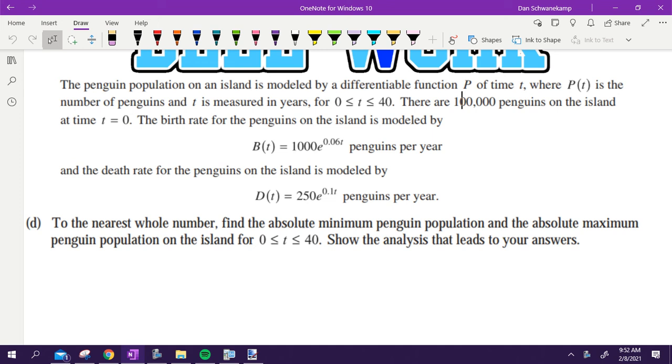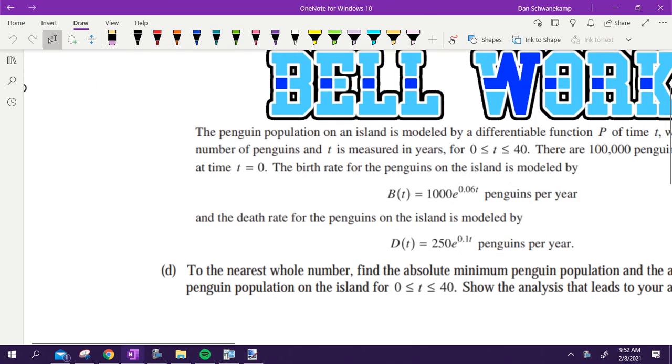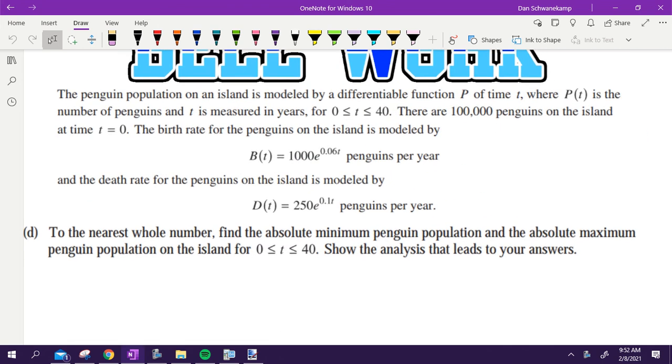Okay, the penguin population on an island is modeled by the differential equation P of t. There are 100,000 penguins on the island at t equals 0. The birth rate of penguins is this guy right here. This is the birth rate. Okay, then we've got d of t. That is the death rate of penguins per year.